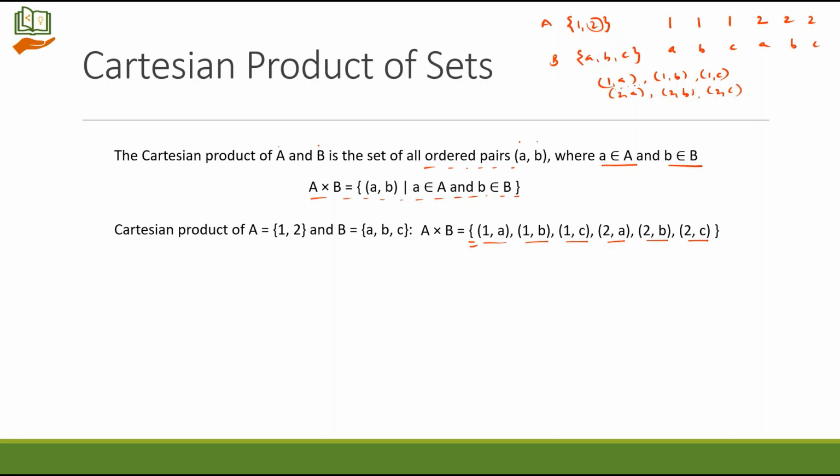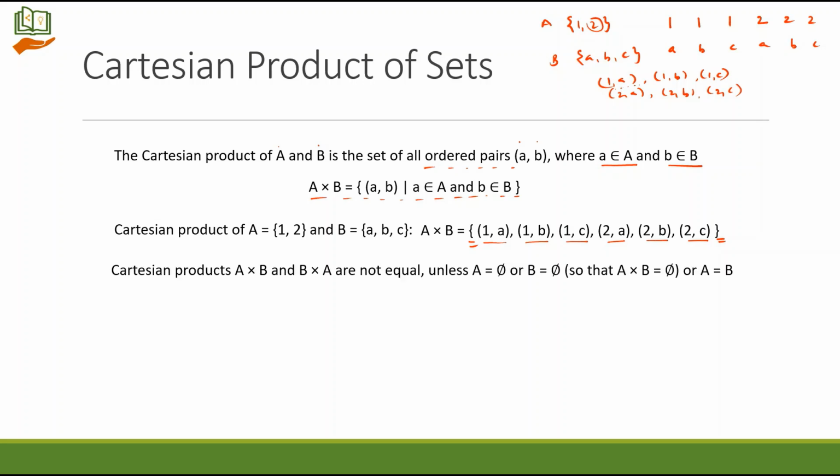Enclose them using the set symbol. That will tell you it is a Cartesian product of A and B. Cartesian products A cross B and B cross A are not equal. Why are they not equal?